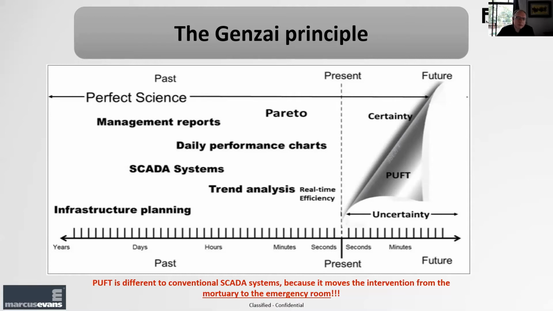So to put this into perspective, if this is the present and this is the future and this is the past, the typical applications that we use to analyze the past would be real-time efficiency. Now, real-time efficiency is already a function of the past, because it gets measured from 6 o'clock in the morning. If it's now 10 o'clock and the efficiency indicator says we are on 72%, we're already looking at history. It's no longer the present. Daily performance charts come after the event. Trend analysis, the SCADA systems and infrastructure planning already give information for longer time periods.